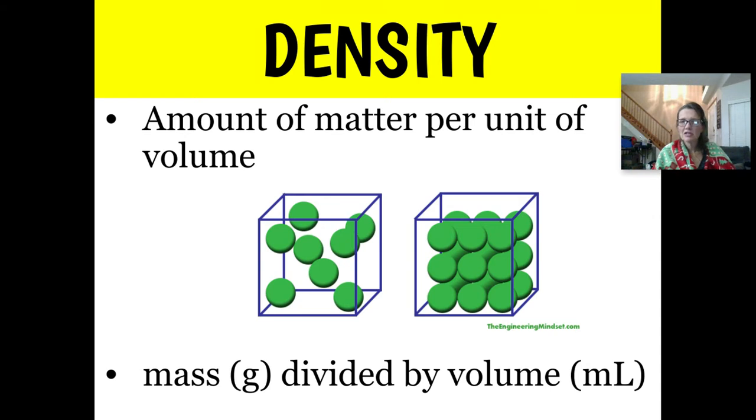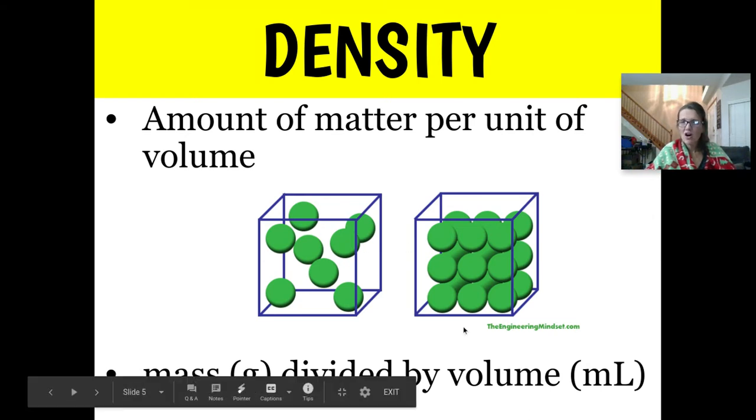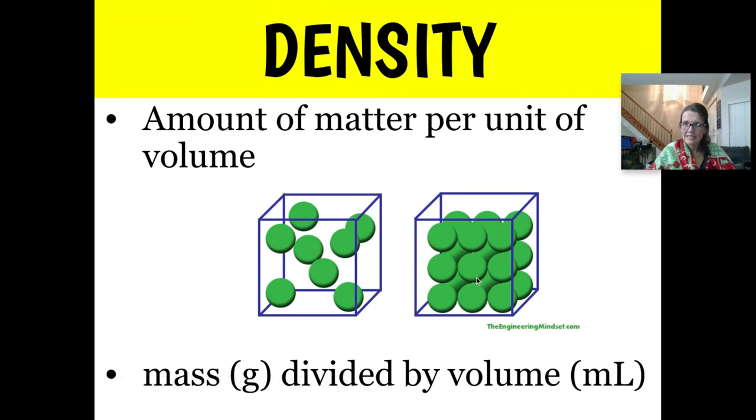And here's a little picture to help us understand this idea. These two boxes have the same volume, and the box on the right is more dense than the box on the left because there are more atoms present. There's more matter present. So this would feel heavier when you tried to pick it up, right? Because it would have more atoms in it in the same space, okay?